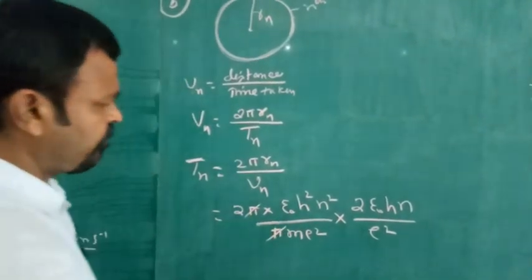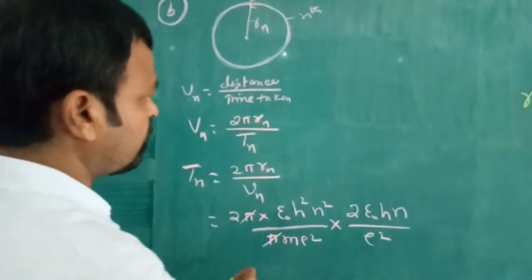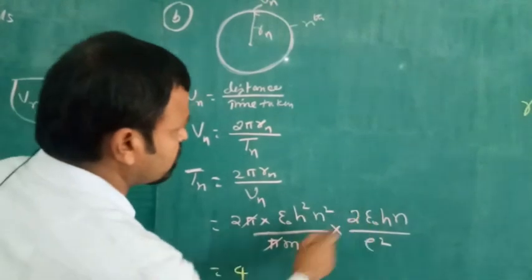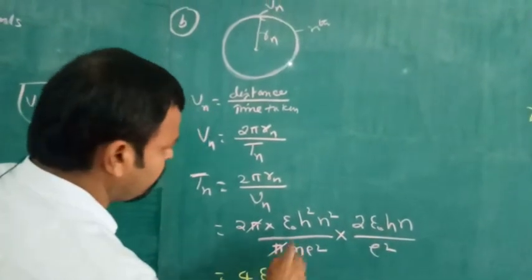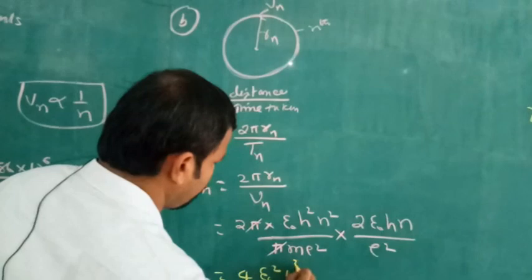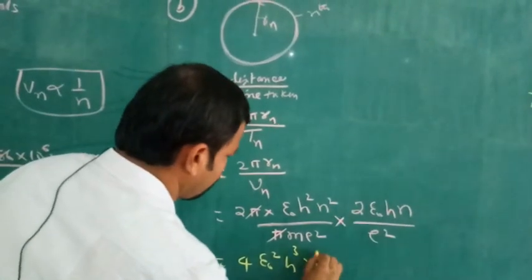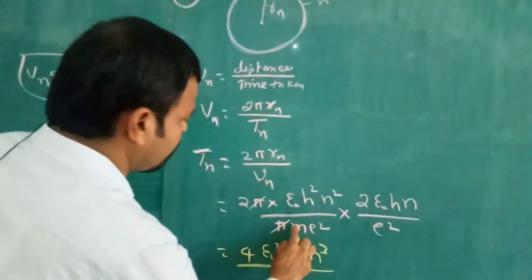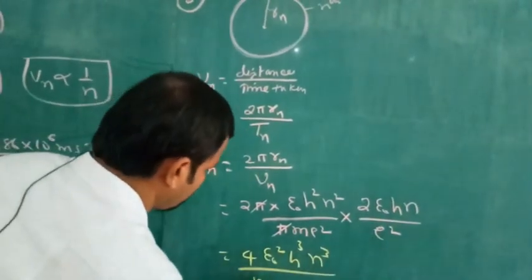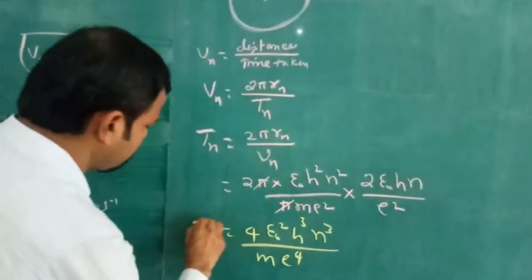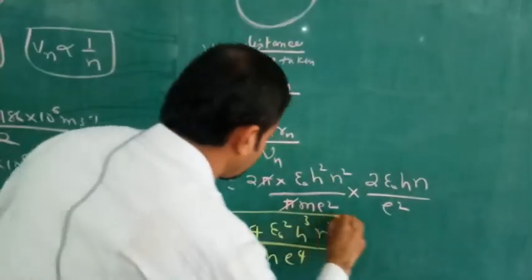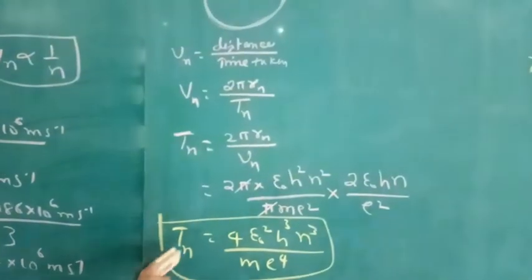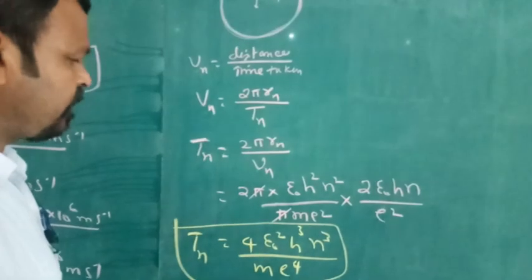So take the reciprocal. Here pi gets cancelled. Then we get 2 into 2, 4, epsilon naught square, h cube, n cube, divided by m e to the power of 4. This is the formula for the time period of an electron revolving in the nth orbit.